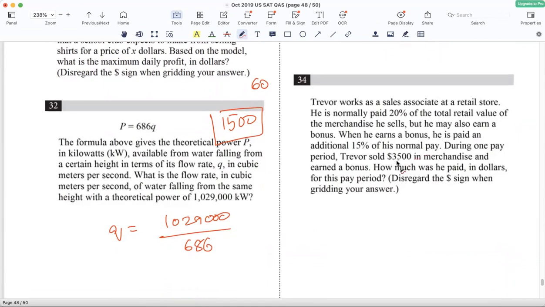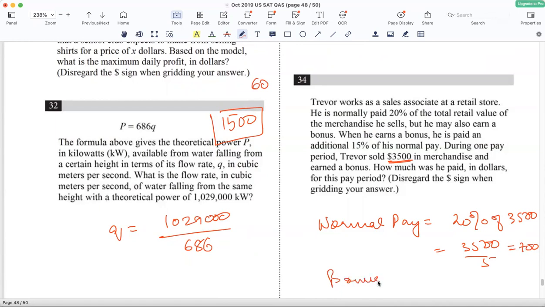Okay, so he sold 3,500 in merchandise. So his normal pay was 20%, so 20% of 3,500. So that's 3,500 by 5, so that's 700. And his bonus was 15% of 700. So that's 105. So the total that he's paid is 805.